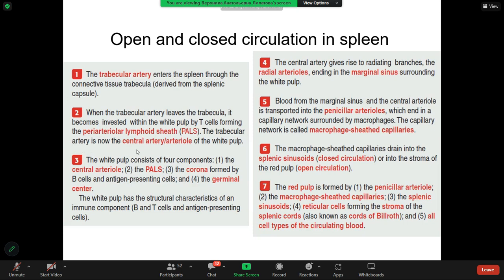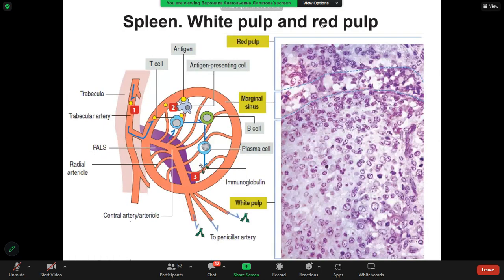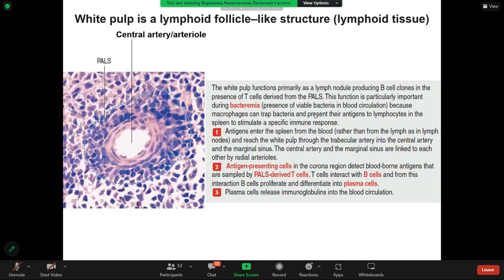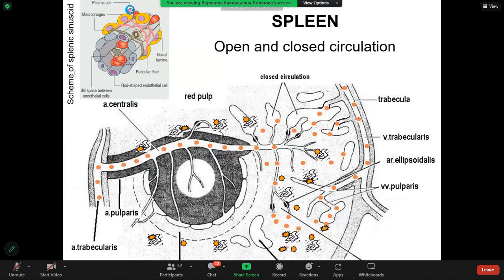Trabecular artery at this level we describe as central artery. In fact, this is an arteriole, but central artery is the traditional term. After this, I'll demonstrate this circulation in the next slide. First of all, here, look, about open and closed circulation.